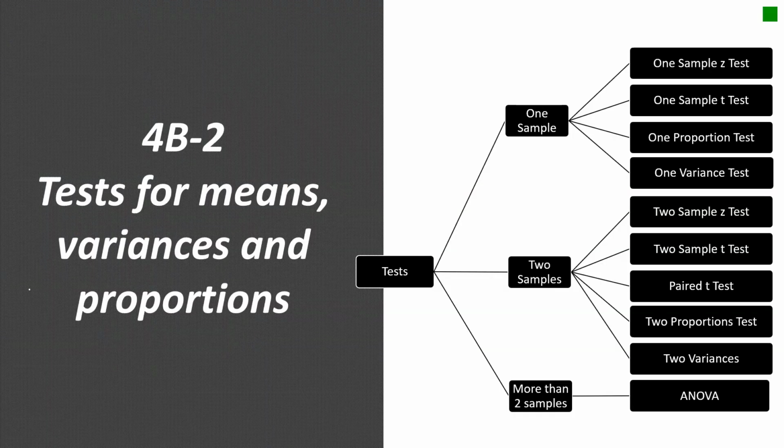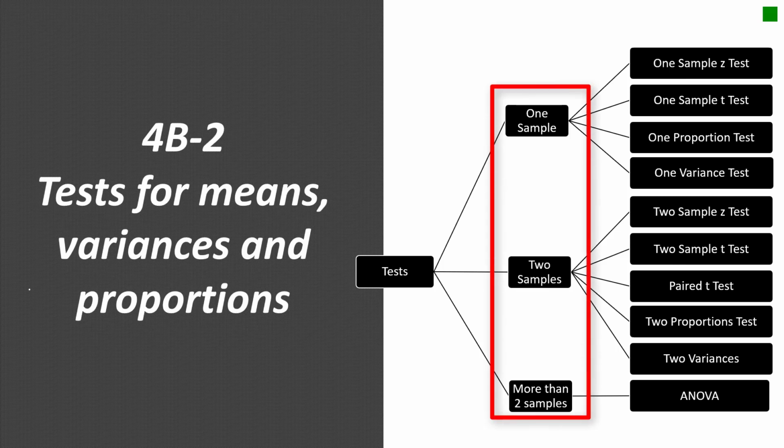Now coming to this topic, which is tests for means, variances and proportions. Here we will be looking at various types of tests which we can do. So earlier we just looked at the basics. Now let's look at the specific type of tests which we will learn here. Broadly, we can classify these tests into 3 categories: 1 sample, 2 samples and more than 2 samples.